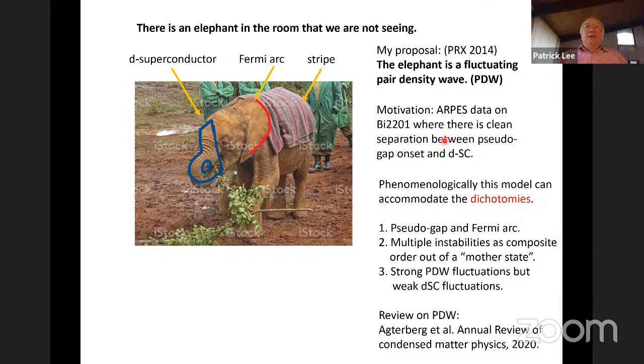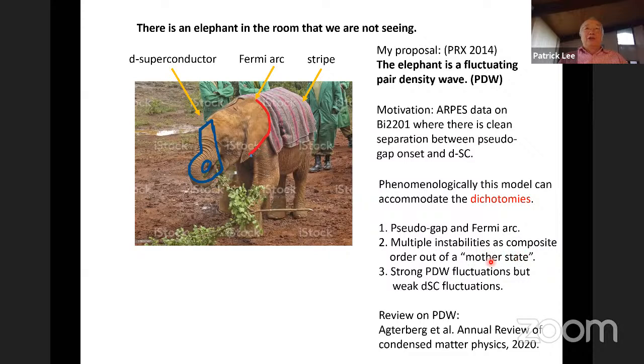So I'm going to show you that phenomenologically, this simple model can accommodate a lot of the dichotomies. It naturally has a pseudo gap because it has a pairing. So in this picture, the pseudo gap comes from a pairing. Pair density wave is of course a pairing at finite momentum. But the unusual thing about pair density wave is that naturally it leaves part of the Fermi surface ungapped. So it immediately gives you these pseudo arcs, Fermi arcs.